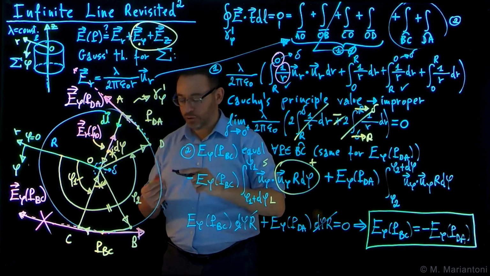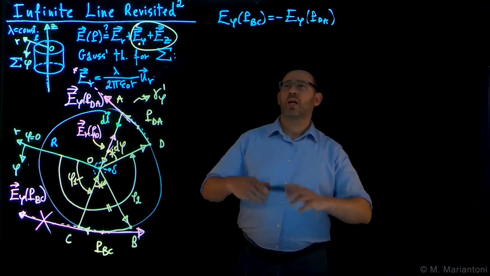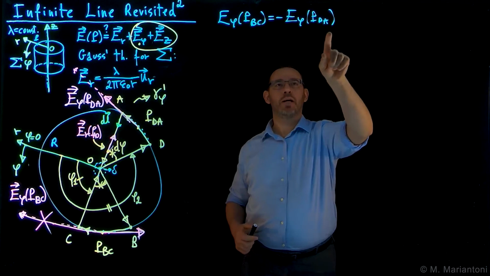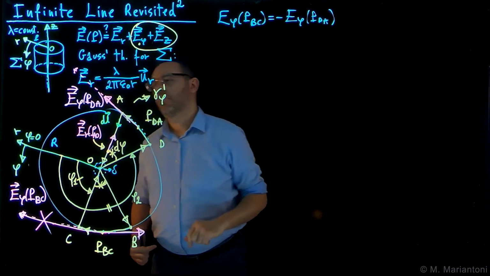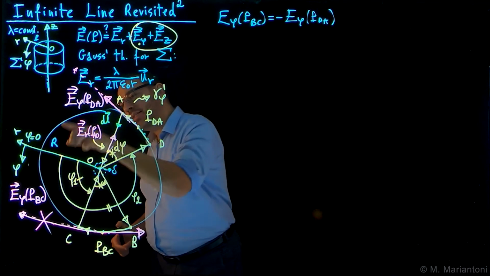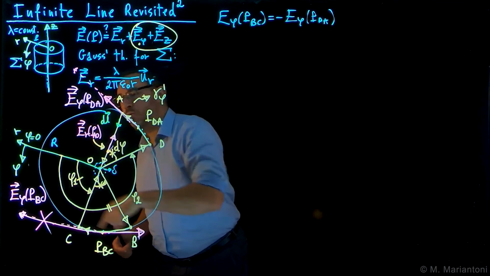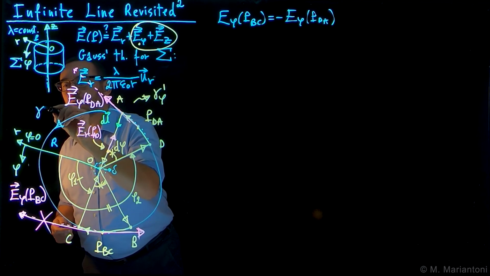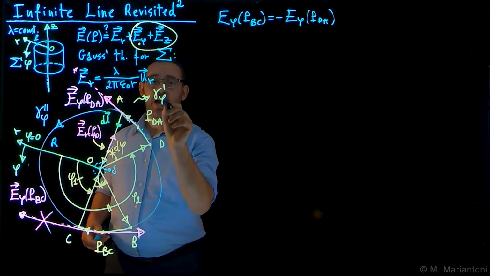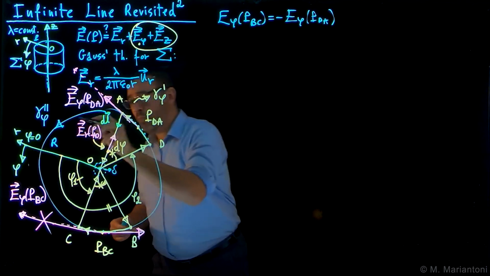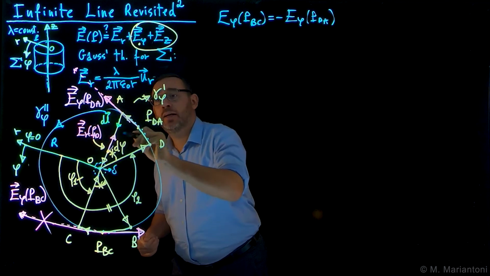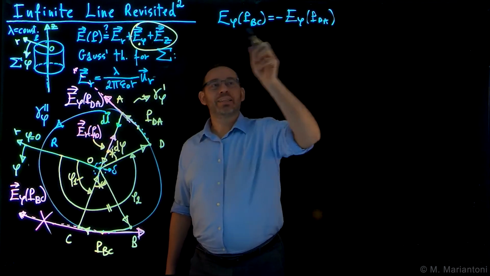All right, so now that we have this condition in hand, E varphi at P_BC equal minus E varphi at P_DA, we know that this vector field has to be the same at each point on a circle like this one. Let's call this oriented line gamma varphi double prime, to distinguish it from gamma varphi prime here. So gamma varphi double prime is the entire circle with radius capital R. At each point around, this condition has to be true.